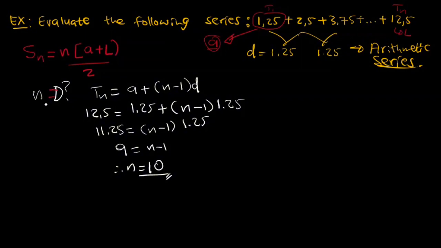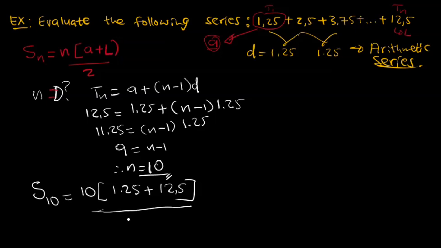Therefore, I can calculate the sum. So this will be S10. What is the value of n? It's 10. What is the value of a? 1.25. Therefore, what is the value of l? l is the last number, which is 12.5. Okay, all divided by 2. If you punch this into your calculator, what you'll get is 68.75.